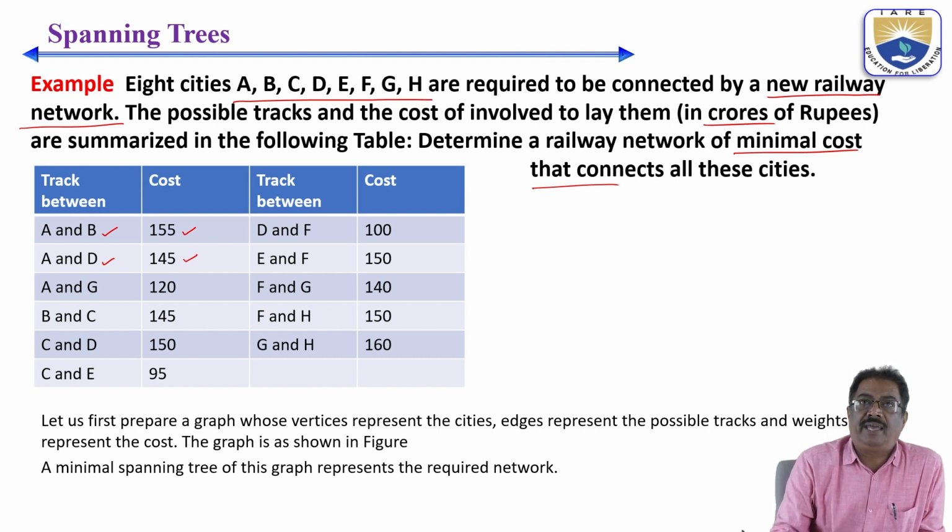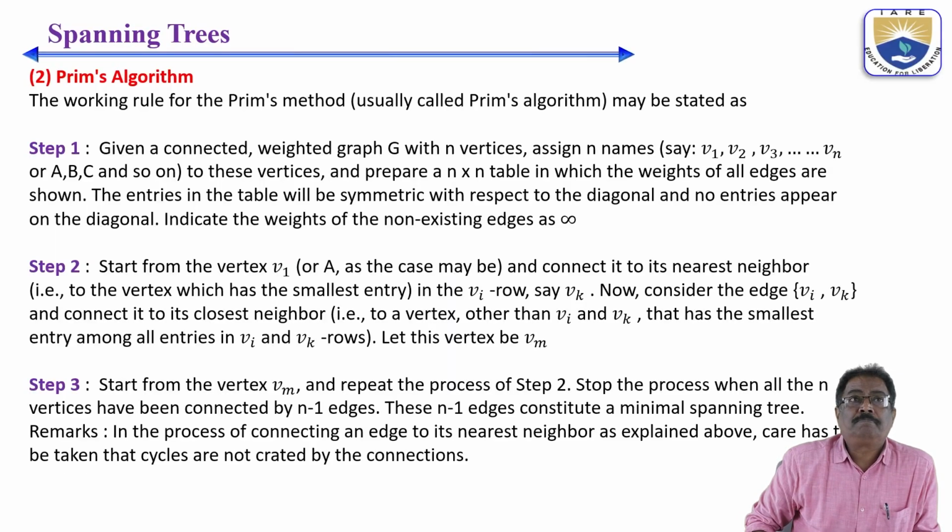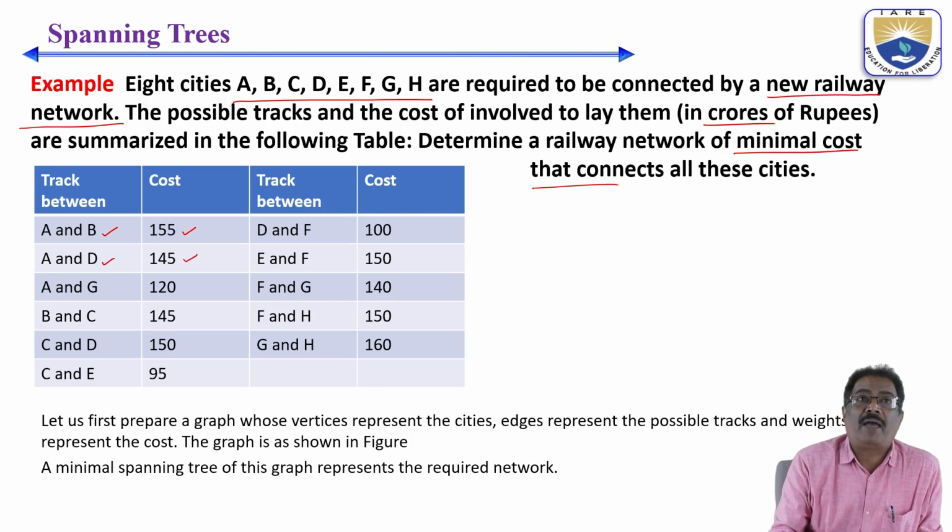Now we are going to find a path which connects one city to all the cities. That is nothing but a minimal spanning tree that we have to calculate. For that, first of all, we are going to find a graph for this. After finding the graph, only then are we going to find the spanning tree. So first of all, we have to construct a graph.